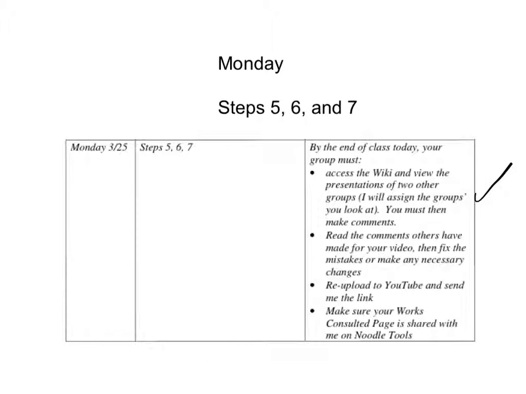And then you make comments. And I'm going to show you how to do this in a second. Then, as a group, you're going to read the comments others made about your video and then fix those mistakes. Then you're going to re-upload it to YouTube and send me the new link telling me that this is your final version. And then you'll make sure that your Works Consulted page is shared with me on Noodle Tools. So this is Monday, steps 5, 6, and 7. By the time you leave here today, all these things need to be done.